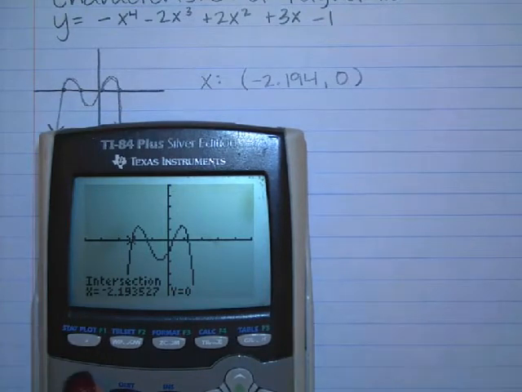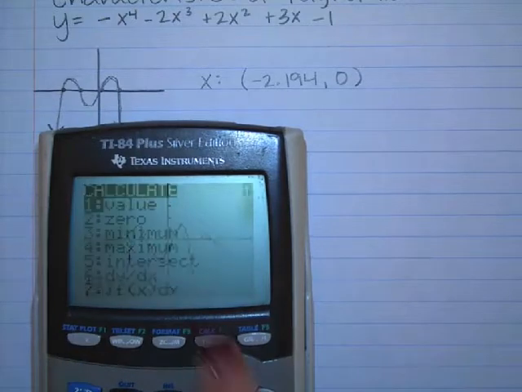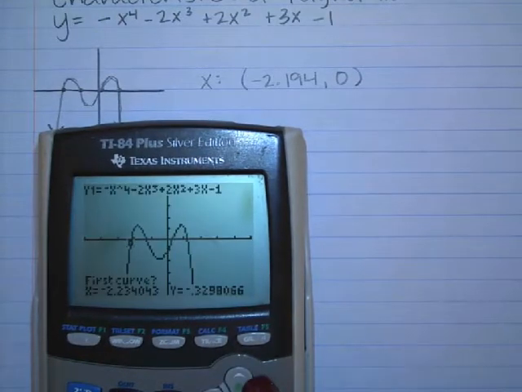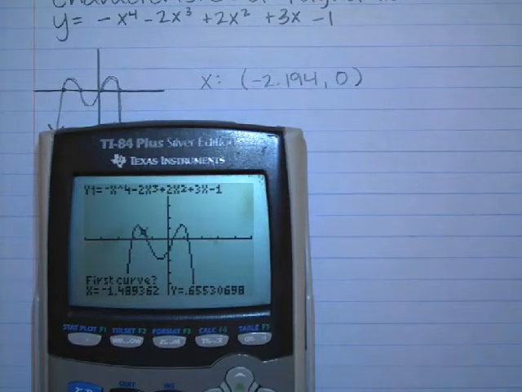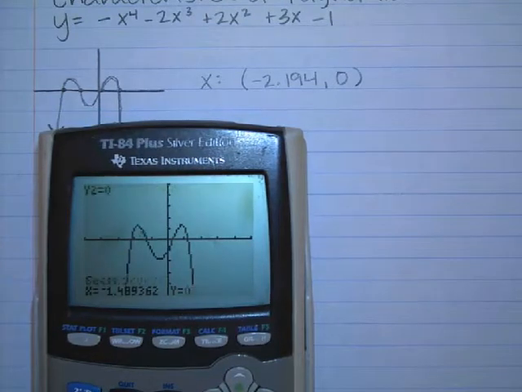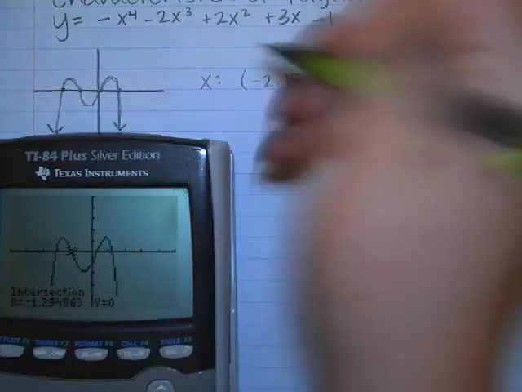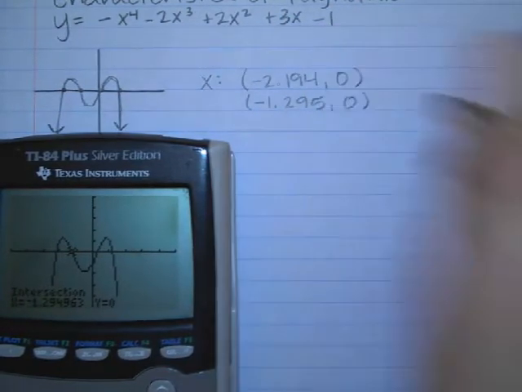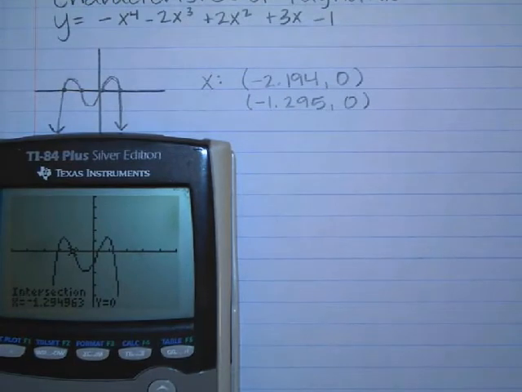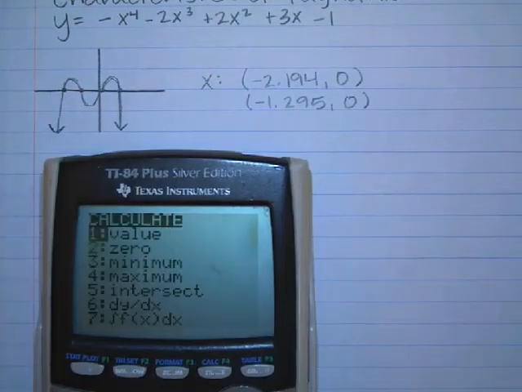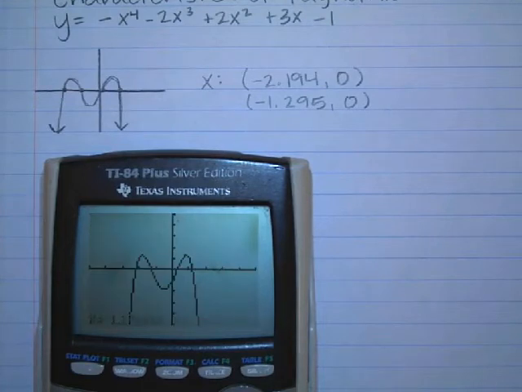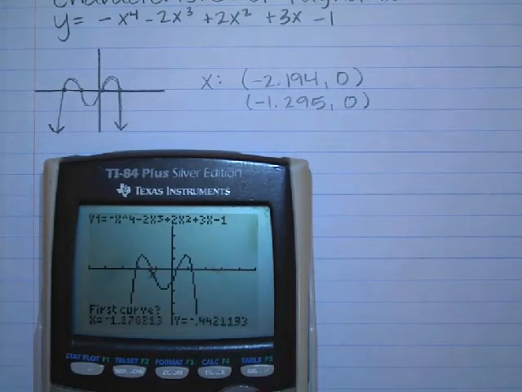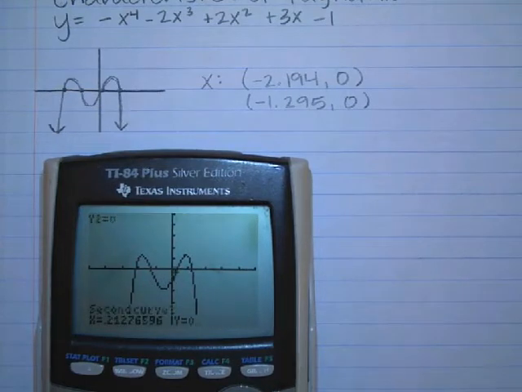And then I'm going to do second trace number 5 again. And I'm going to move it so it's a little bit closer to the next one. It doesn't have to be right on top of it. It just has to be near it. And then I'm going to press enter, enter, enter. And then I'll move to the next one. Enter, enter, enter.